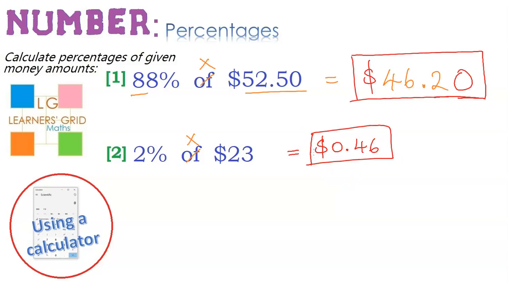Now, if you know money quite well, that's great, because you can also write it like this, 46 cents. Same thing. Okay, so that's how you can use your calculator to solve percentages of given money amounts in a very, very straightforward way.